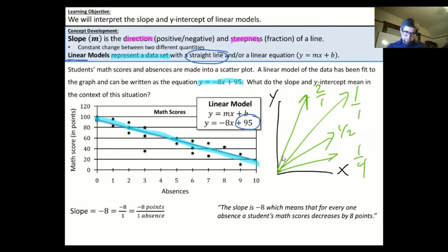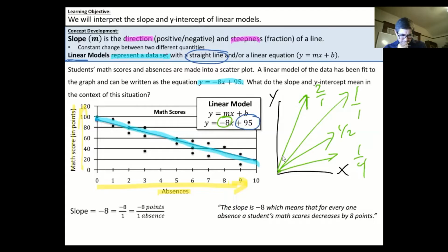Well, on the left-hand side of the graph, I see that we're talking about points. And on the bottom of the graph, on the x-axis, we're talking about absences. All right, so I see that my absences are increasing from left to right. That's how the absences are going. And my math scores are increasing as they go up the graph. Okay, that's how the math scores are changing. But let's actually look to see what's happening with this slope, in this case, negative 8.